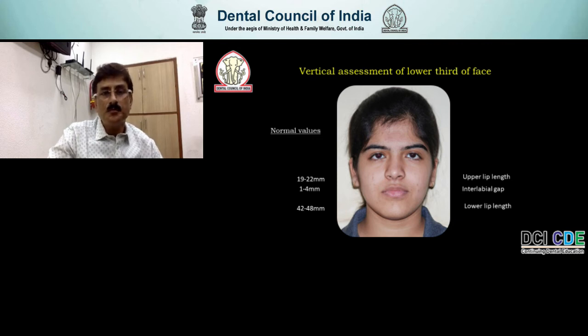And now we must take care of the lip. Lip is a very dynamic structure, and we must be careful not just assessing the lip static at rest, but we must see it in animation also, whether it's a hypermobile lip, or whether it's a short lip, or whether it's a gull lip. Now the normal lip length is 19 to 22 millimeters, with 1 to 4 millimeters of interlabial gap and the lower lip.